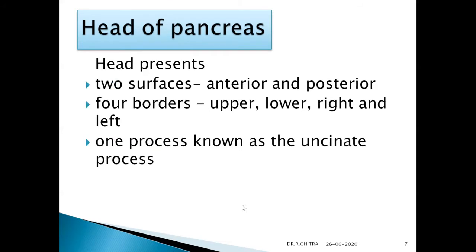Head presents, as it is flattened, two surfaces, anterior and posterior, four borders, upper, lower, right and left, and there is one process known as uncinate. Uncinate means hook-like, so this process is known as the uncinate process.